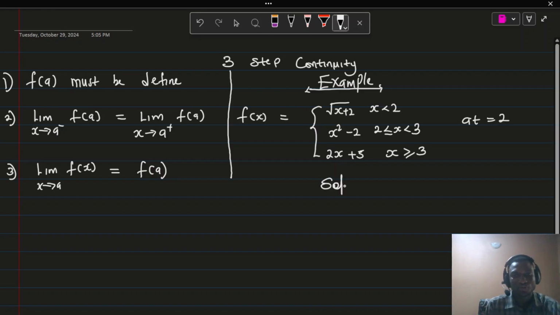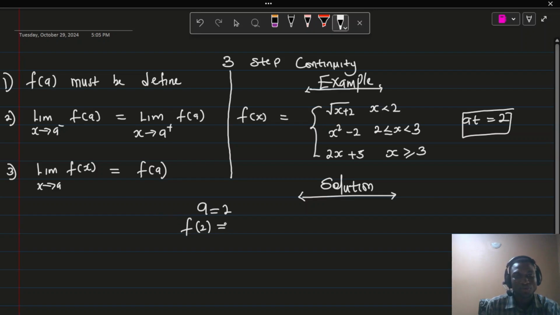Now solution, this is how we are going to go about the solving. Now remember, f of a must be defined. Our a is 2. F of a must be defined. That means f of 2 must give us a value. Now let's come back to our piecewise function. The one that has to do with 2 is this one and also this one, because they are the one that have to do with 2. But we are going to pick one of them actually.